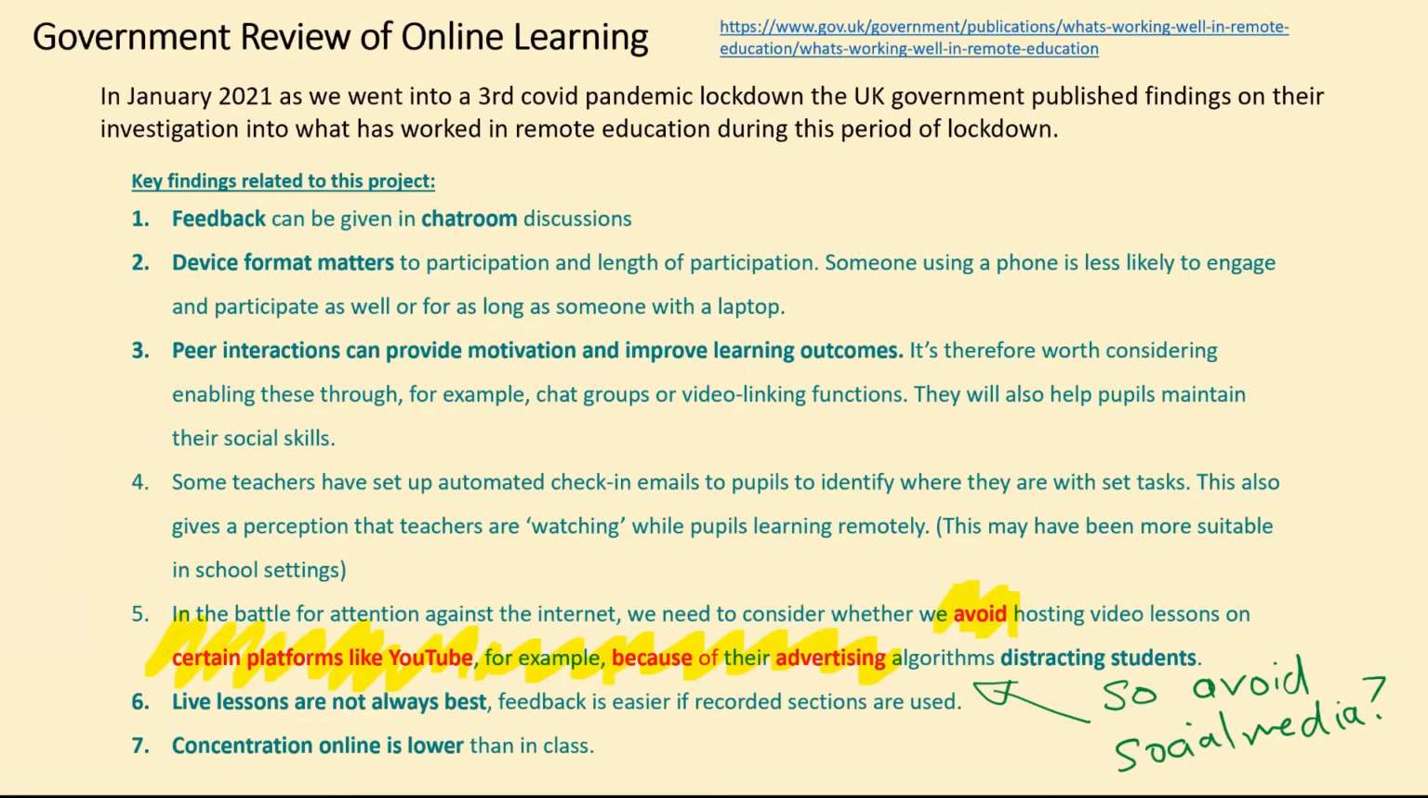With the third lockdown in January 21, the government published findings into the remote digital teaching. One of the findings was essentially saying we should consider avoiding the use of social media because of advertising. As social media consumers, the Action Research Group were aware of this issue ourselves, but this implied social media should not be used. It also highlighted how live lessons are not always best and concentration can be lower online.